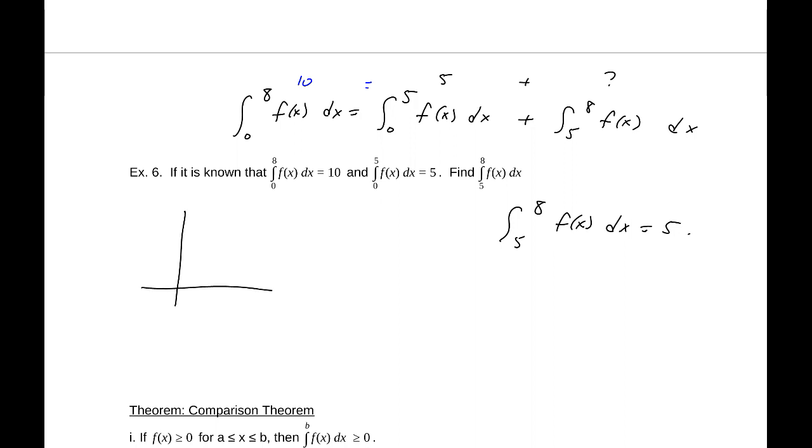Okay, imagine we don't know what the function looks like, but 0, 5, 8. Just like in my example, we know this area is 10. We know that this area equals 5, so then that area must also be 5.